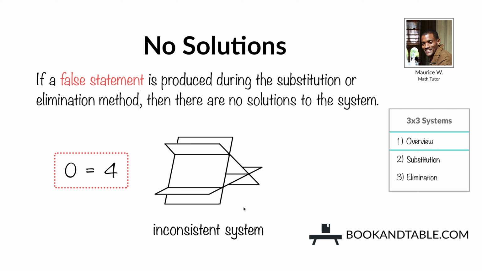If a false statement is produced during the substitution or elimination method, then there are no solutions to the system. This is what we call an inconsistent system. So we'll get into the substitution method and the elimination method in a moment, but keep an eye out for statements such as 0 is equal to 4, 0 is equal to -2, 0 is equal to 1. If you wind up with any of these kinds of statements, this is the indication that you do not have any solutions to this 3x3 system.